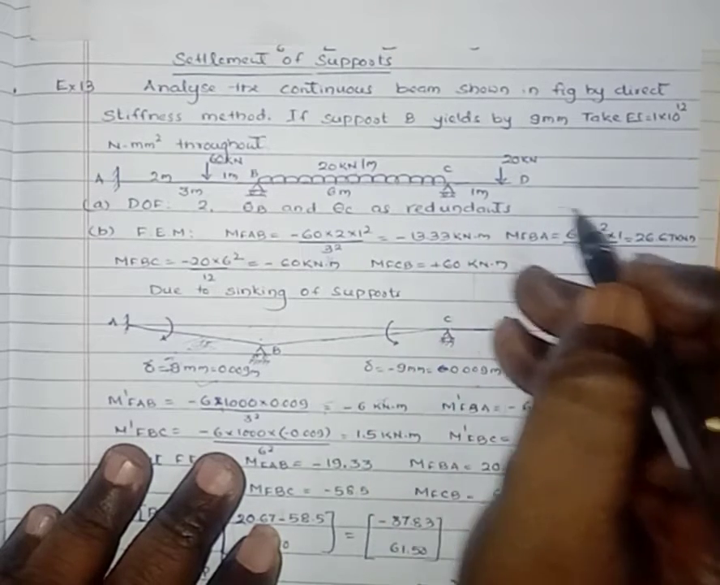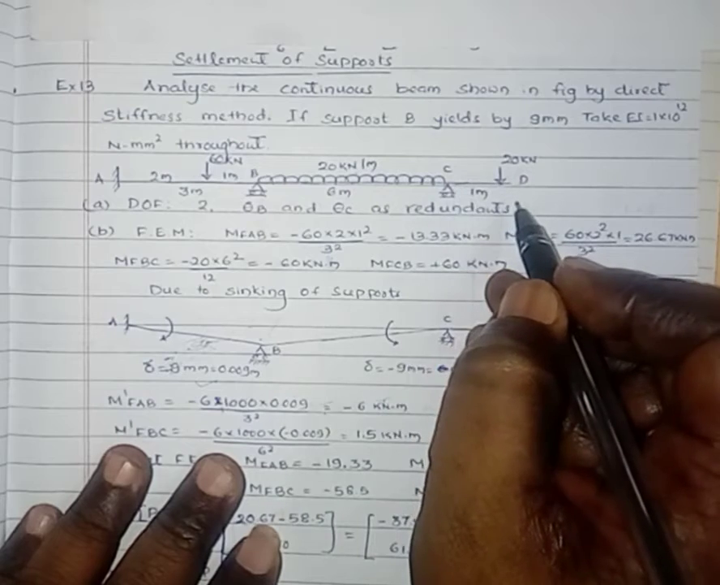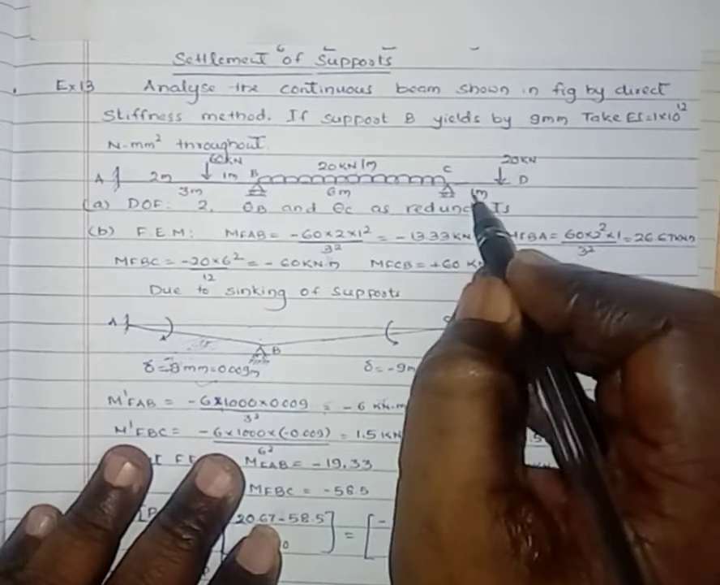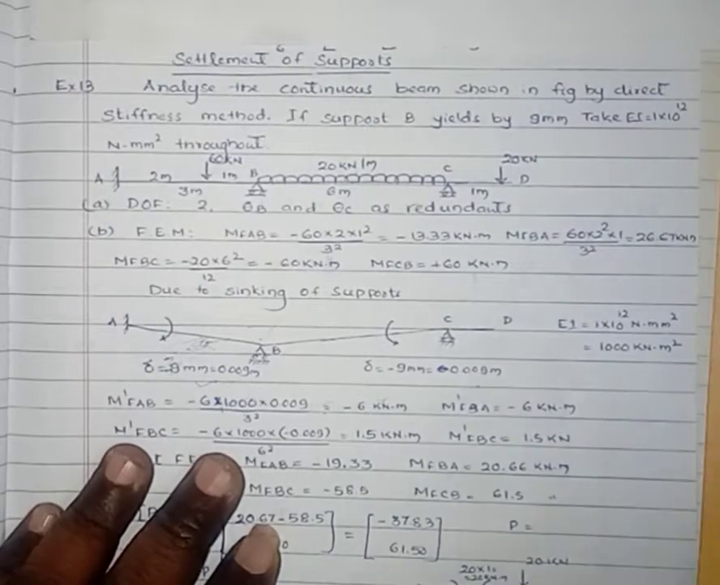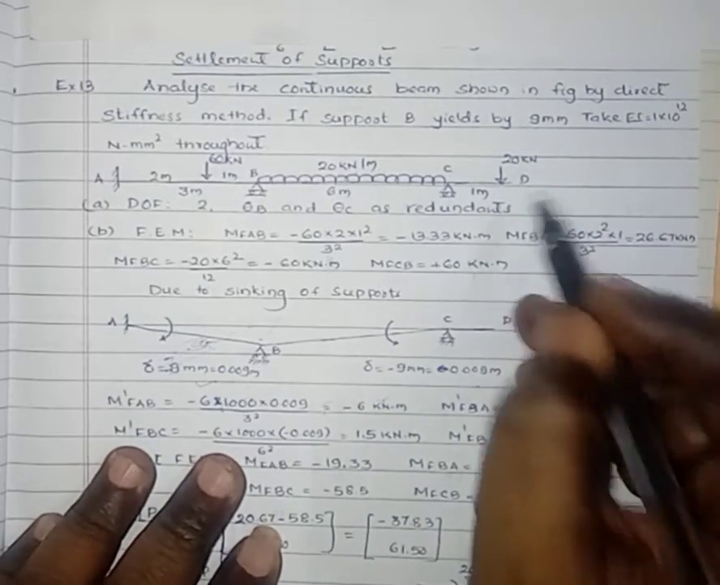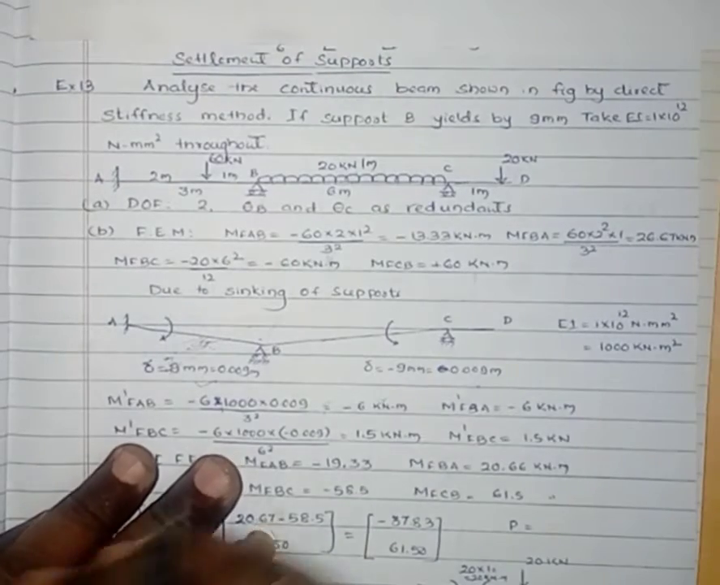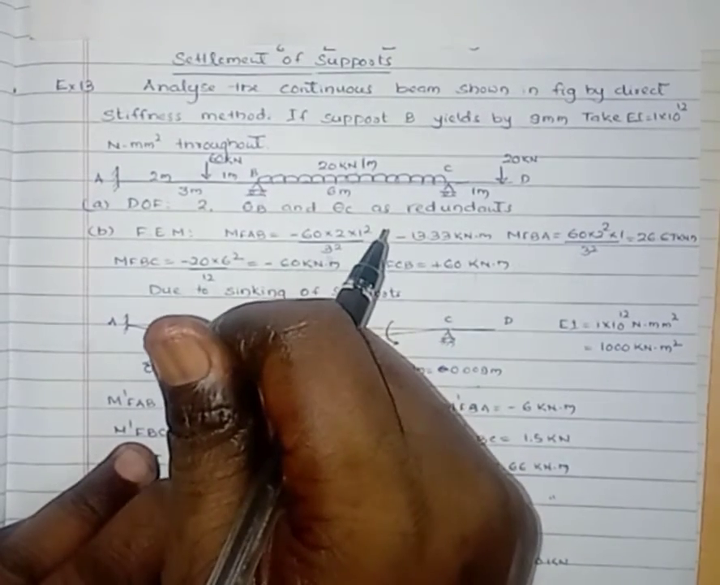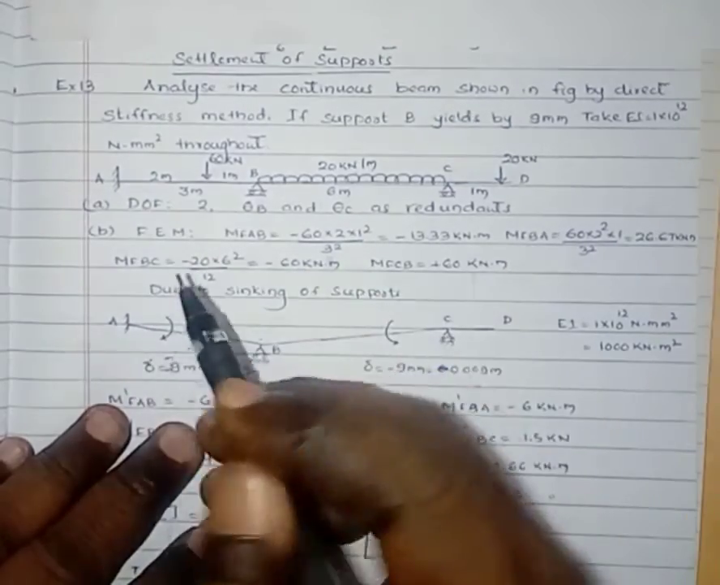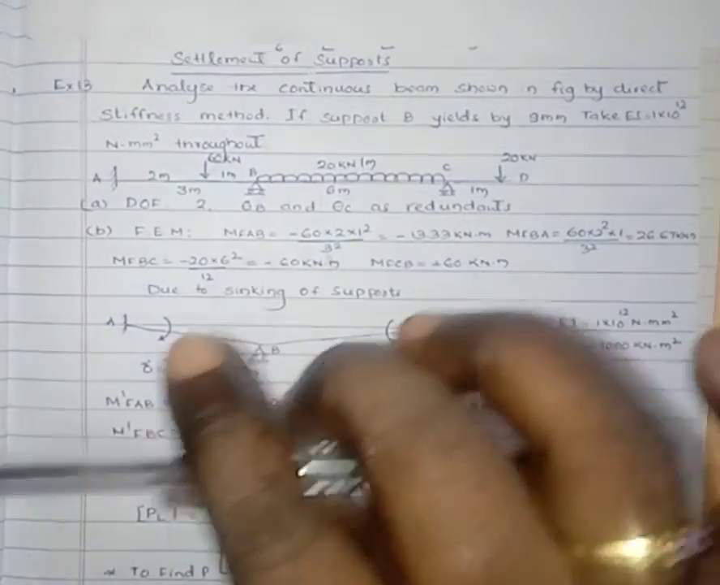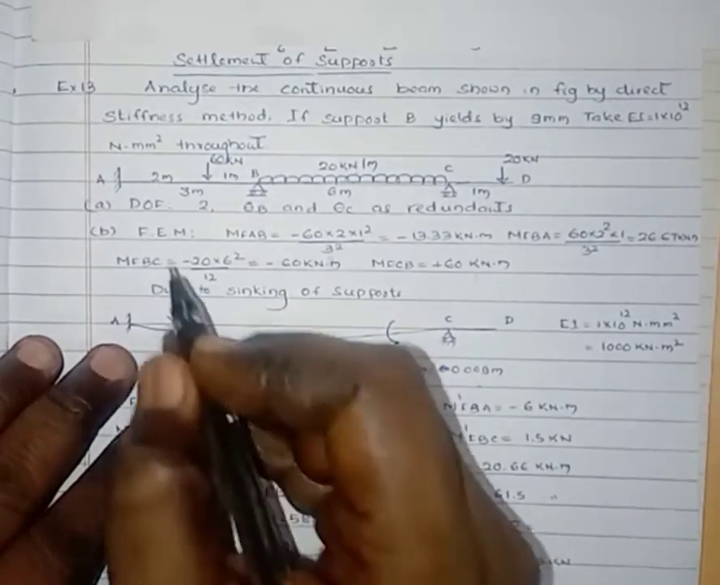A small portion of the beam is extended beyond the support over a length of 1 meter up to D from C, and is subjected to a point load of 20 kilonewton in downward direction as shown in figure. Here he has not given any variation of the flexural rigidity from A to D, hence we have to consider the flexural rigidity EI as constant.